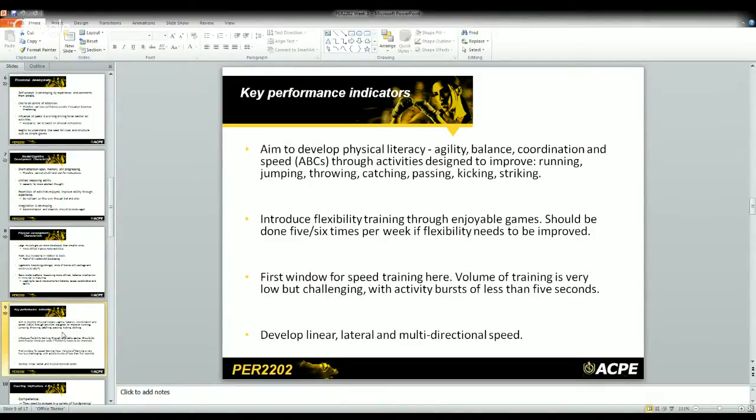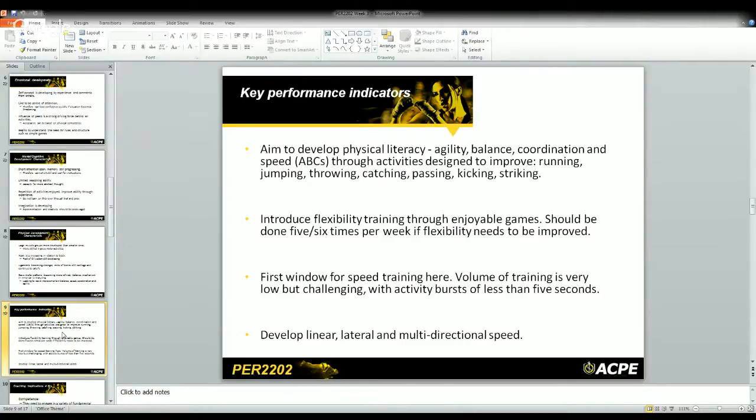Indicators for them. We're still talking about developing the ABCs: agility, balance, coordination, speed, designed to improve them. So there's running, there's jumping, there's throwing, there's catching, anything to do with any sport. So as you can see, we want to develop these, and if you have a particular sport you enjoy or you think your children or small kids would want to play, you can see running, jumping, throwing, catching and passing, kicking, striking, all these sorts of things can be included in just about any sport. So we don't have to focus on one, because it's just developing that basic physical literacy.